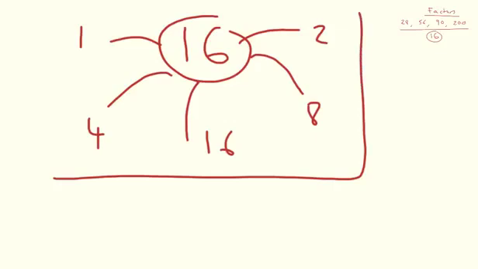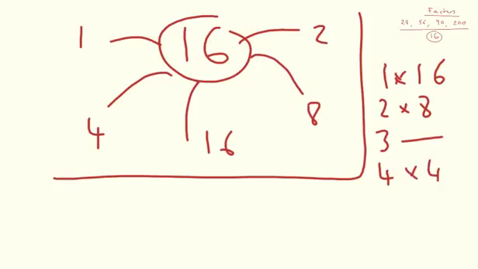I prefer this method where you start off with 1. 1 times 16 is 16. 2 times 8 is also 16. 3 doesn't go in, but 4 times 4 does. 5 doesn't, 6 doesn't, 7, 8, 9. 8 does, we already have it here. 9 doesn't, and 10 doesn't. So eventually, when you go up to 10, maybe 12 or 11, you eventually have all the factors done.